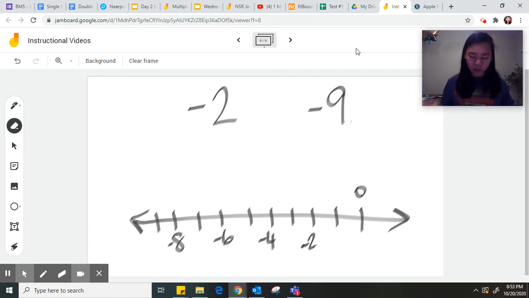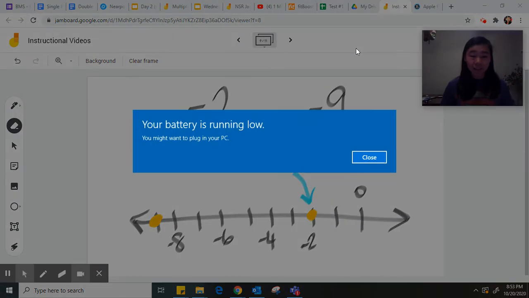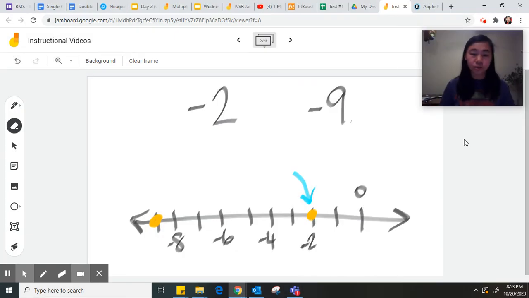Use a number line. I drew out a number line for us. Here's where negative 2 is. Here's where negative 9 is. Okay, if you're comparing numbers on a number line, whichever one is on the right is going to be the bigger number. So for this example, this point right there is on the right side, so it's going to be bigger. So negative 2 is bigger than negative 9. So my alligator mouth symbol is going to eat the negative 2, right?